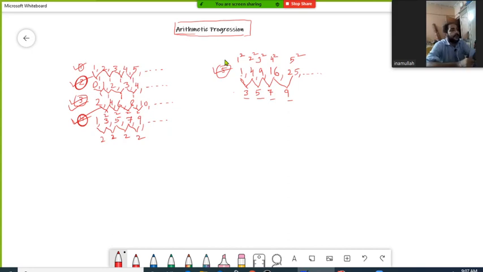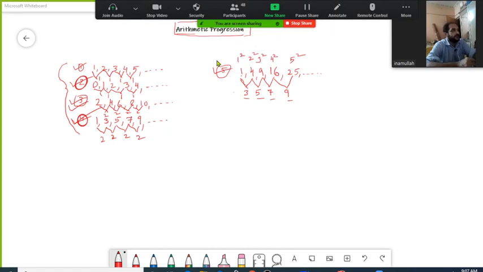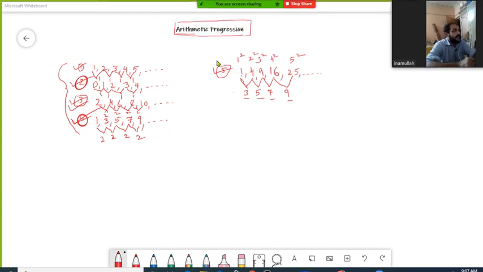So here we came to know that the difference between any two consecutive terms in all four sequences is constant, meaning the same number. Any two numbers you subtract in this series, you will get 1. Any two numbers you subtract in this series, you will get 1. Any two numbers you subtract from this series, the difference will be 2. Any two numbers you subtract from this series, the difference will be 2.